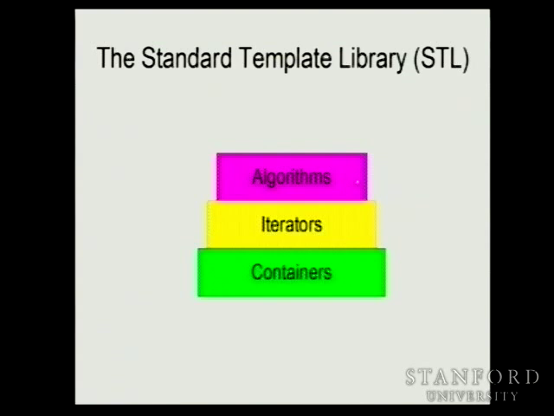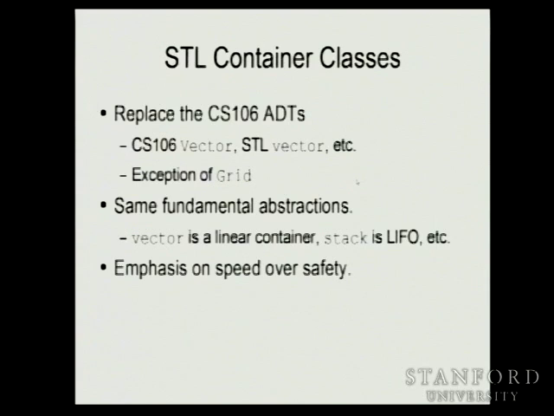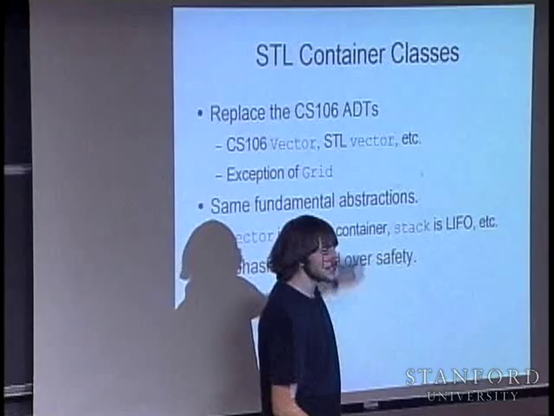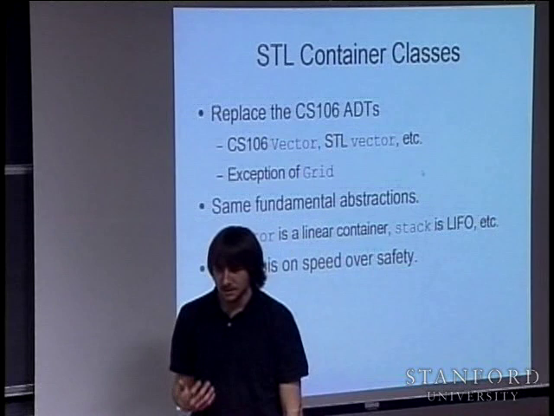Now, these container classes, the good news is that the names are pretty similar. Basically, take the 106 version, make it lowercase, and you've got your STL. So big Vector turns into little vector, big Map turns into little map, et cetera. The one exception is Grid. There is no STL grid class. It's very easy to make one, though.